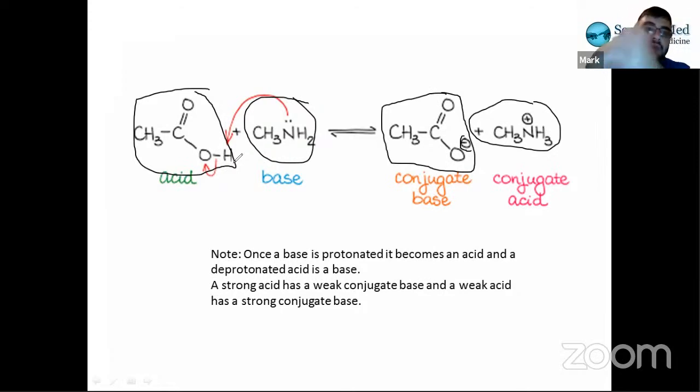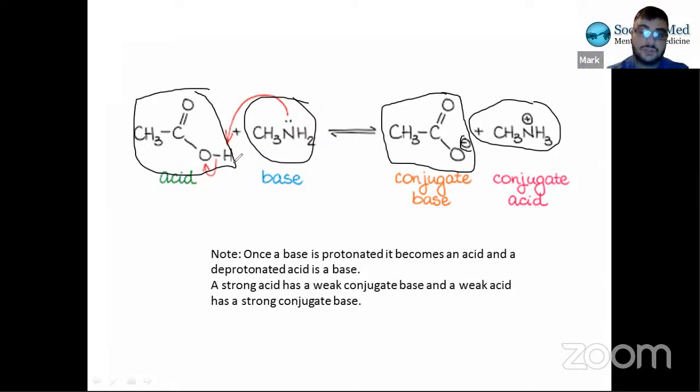Whereas if something's a weak acid, it's very reluctant to give up its proton. It doesn't want to give up its proton, but if you force it to give up its proton, it will. But it becomes a strong base because as soon as possible, it wants to take its proton back because it wasn't comfortable giving it away in the first place. So if you're a weak acid and you are forced to give up your proton, at the first opportunity given, you'll want to take it back and act as a base.